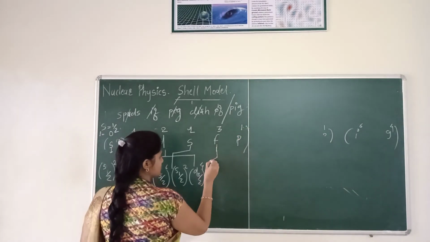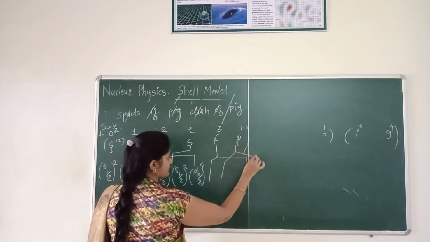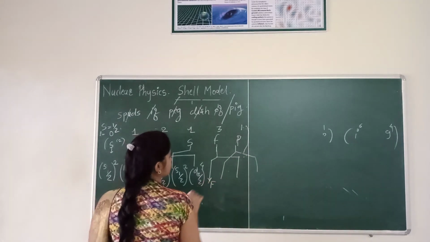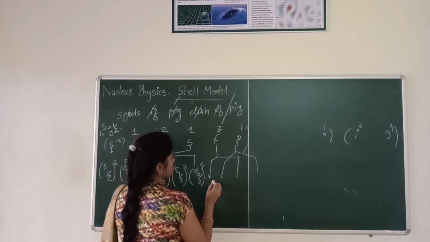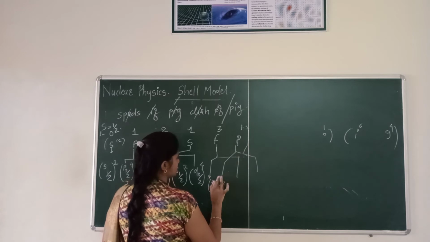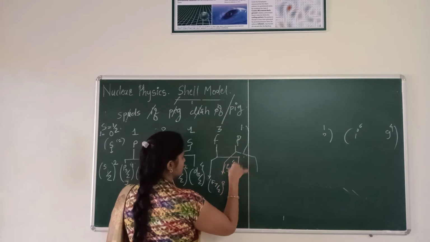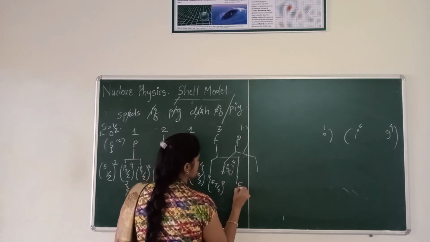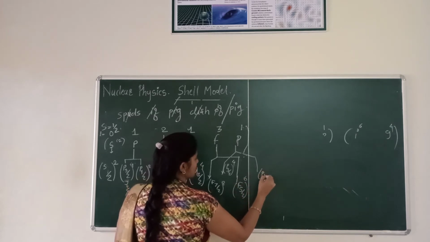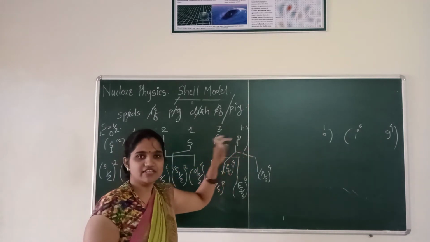Now for this, we are writing like that. F 7/2 contains 8 terms. P 3/2 contains 4 terms. After that, F 5/2 contains 6 terms, and P 1/2 contains 4 terms. Up to these 6 terms, there is an intrusion.